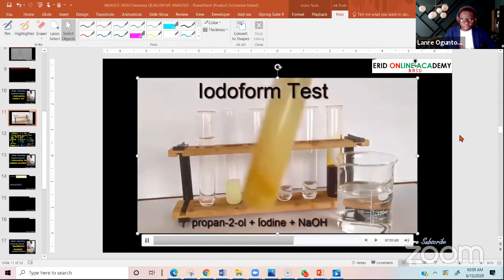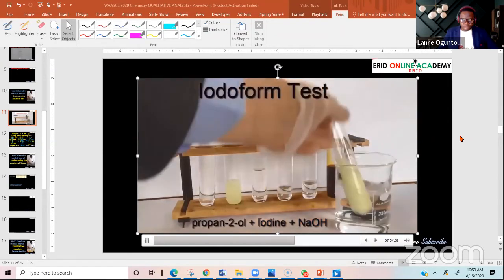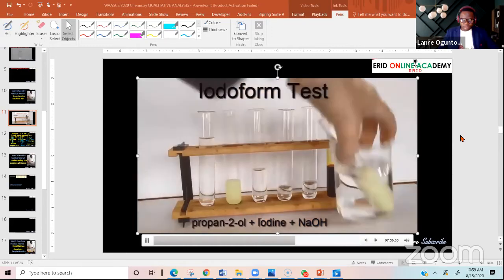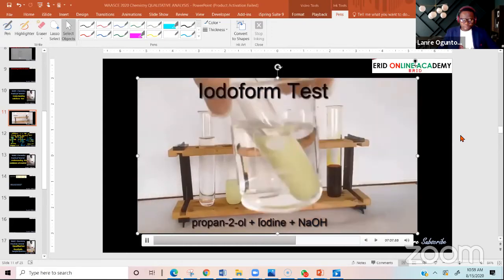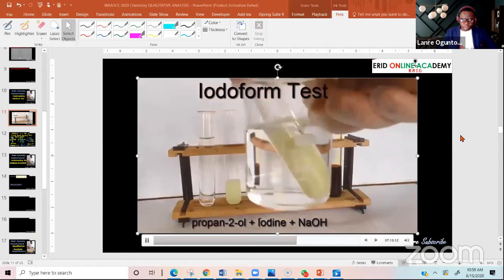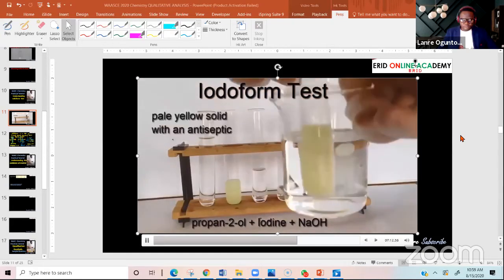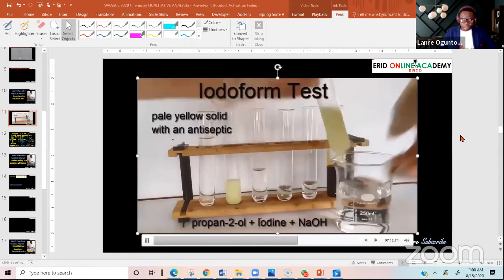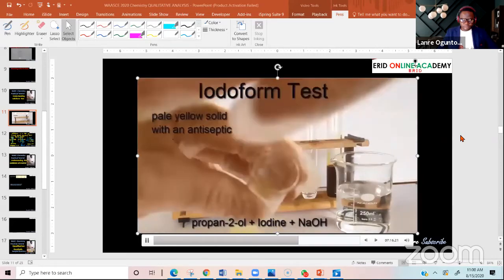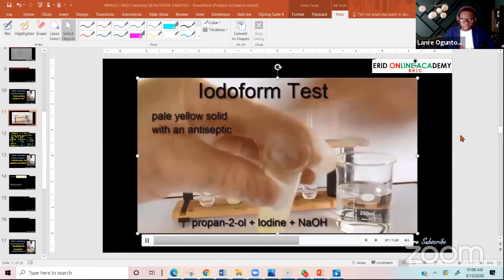Okay, you can see here. Wow. The precipitate is forming. Wow, this is brilliant. See, the yellow precipitate, light yellow precipitate. You can use the word pale yellow precipitate. Okay, so I have the pale yellow solid precipitate forming with the antiseptic smell.